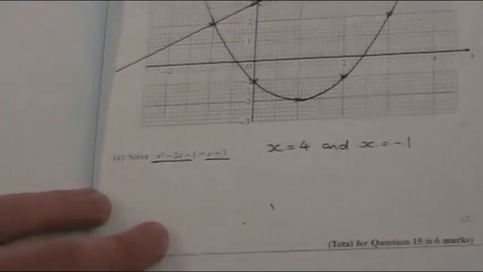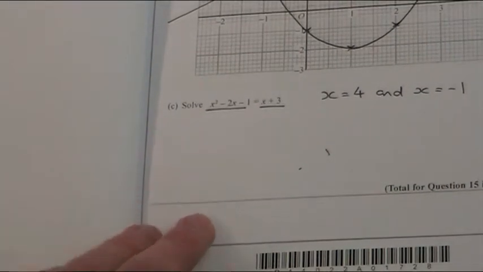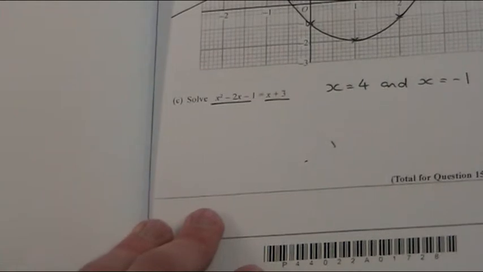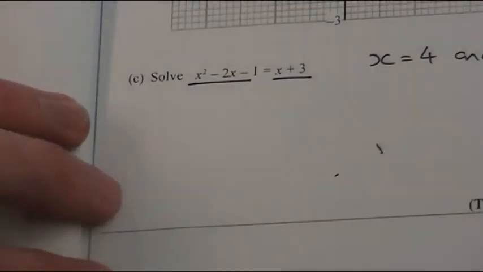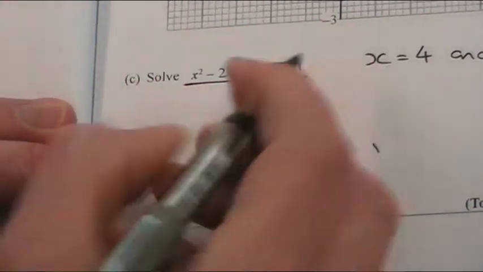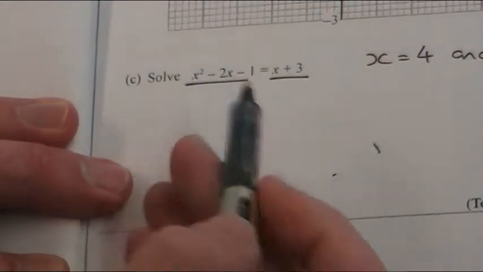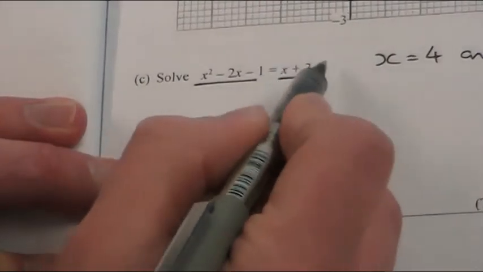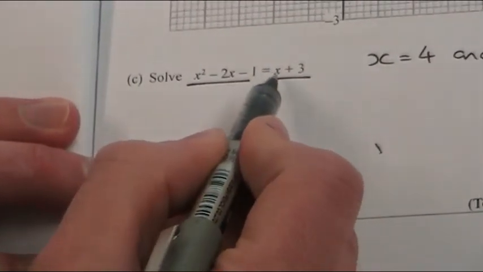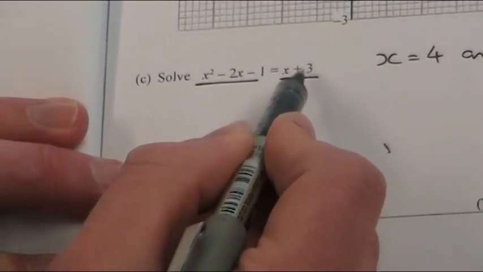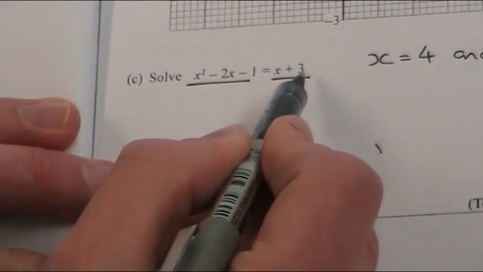Now, I'm going to show you an alternative way. This way is slightly harder. I'm just going to zoom in as well so you can see it a little bit nicer. When it's got a quadratic, we have to solve by getting everything on one side. So I'm going to do it in one step, removing the x by subtracting an x and removing the positive 3 by subtracting the 3.